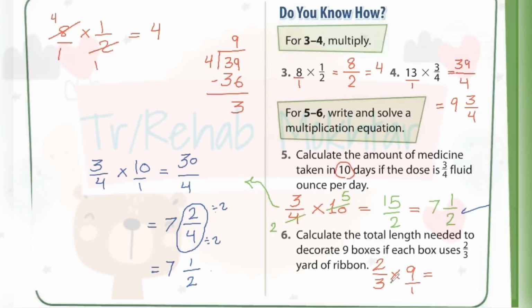3 divided by 3 equals 1. 9 divided by 3 equals 3. Now multiply: 2 times 3 equals 6. 1 times 1 equals 1. There is no need to write 1 as denominator here. So we need 6 yards.